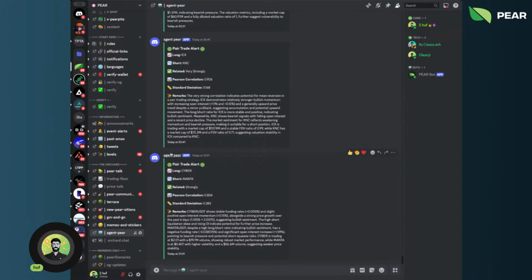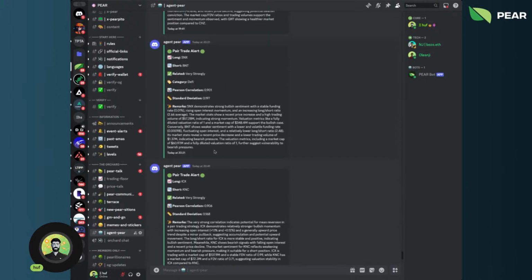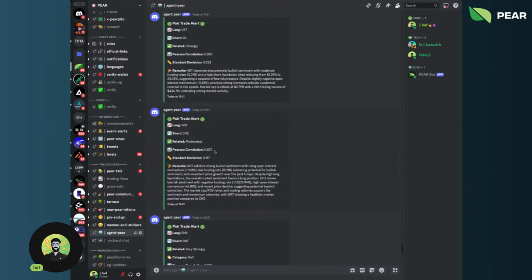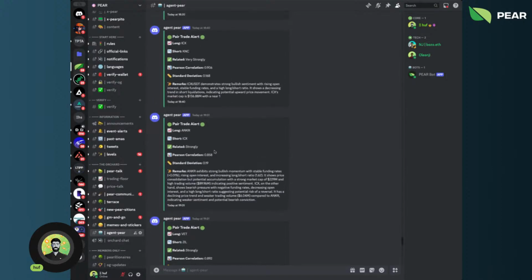Once agent pair is live, it will suggest a long trade, suggest a short trade, show you the correlation, how much it's standard deviated, and then it will build that story for you. So there's a story here about funding rates, liquidation skew, open interest, long short ratios, other trade ideas. I think it showed an idea earlier about MANA and SAND, and it was all about token unlocks and things as well.